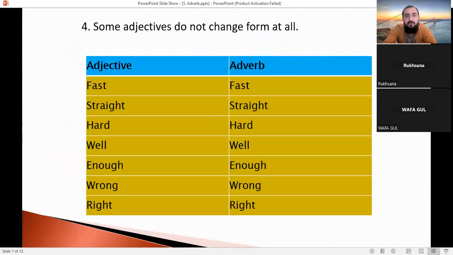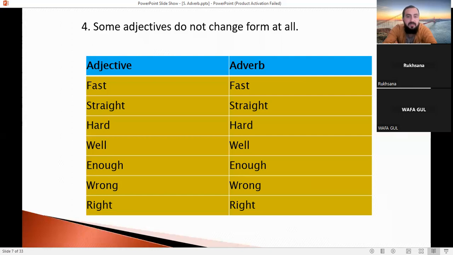Okay. Rule number four now. Ms. Wafa. Some adjectives do not change form at all, like fast, fast, straight, straight, hard, hard, well, well, enough, enough, wrong, wrong, right, right. So these are adverbs of manner, and they do not change their forms, okay? They are used the same as adjectives.